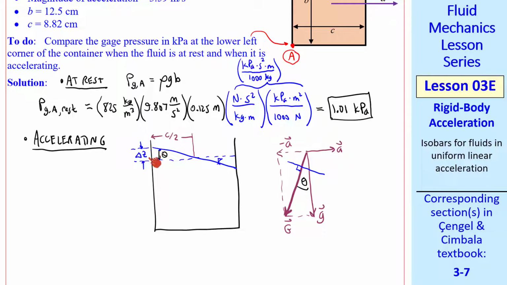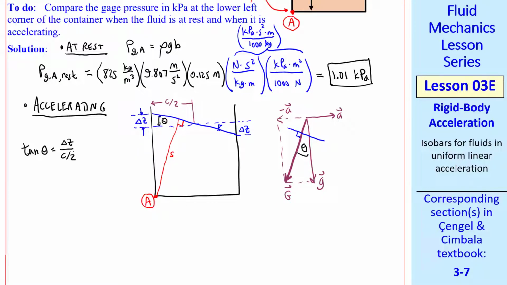Let's let the surface rise on the left be delta z. How do we calculate the pressure at point A, which is the maximum pressure? Well, we have to calculate this distance s from the free surface parallel to G down to A. But that's not necessarily from the center, so we need to do a little bit of trig. In terms of theta, tangent theta is delta z over c over 2. From this diagram on the right, we also see that tangent theta is a over g.